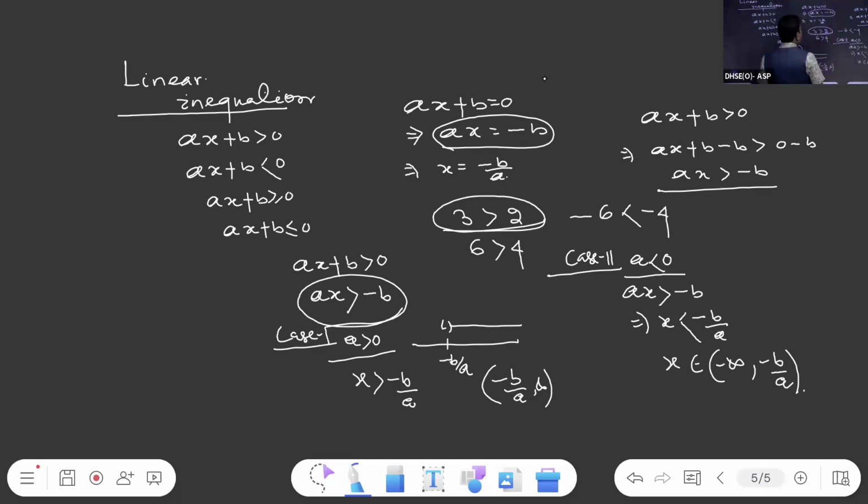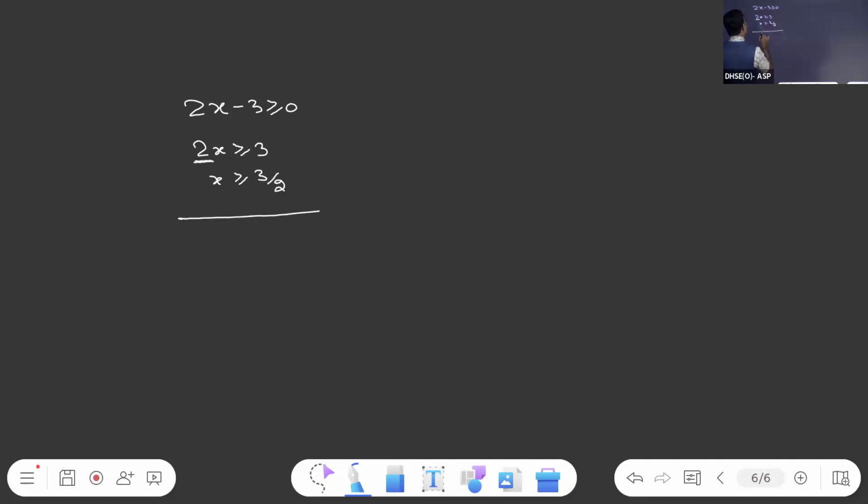Okay, Biswajit. So let's come to solve a couple of questions on linear inequality. Suppose the question is, solve 2x minus 3 greater or equal to 0. So the next step is 2x is greater or equal to 3. Here 2 is positive, so directly we can divide. x is greater or equal to 3 by 2.